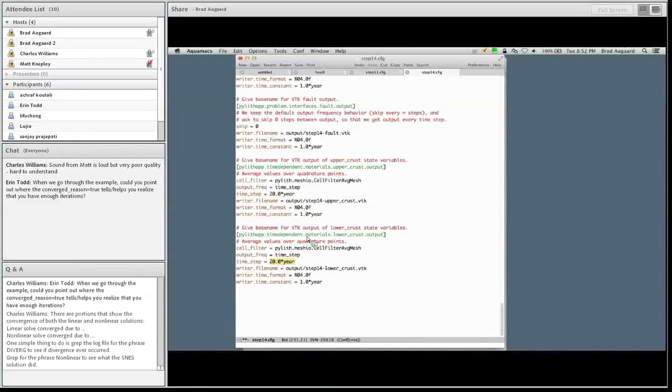And so that's it for our input file for our quasi-static simulation with rate and state friction. So it has just the time dependence of our loading as well as the rate and state friction parameters. Any questions about setting up this type of simulation? Okay, let's run it.